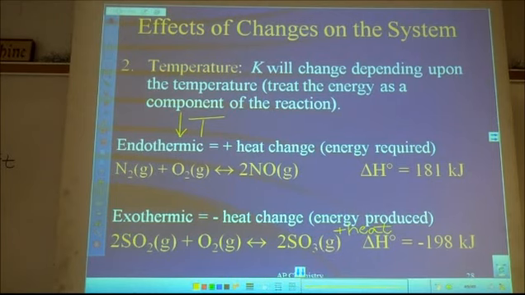Shift right, shift left, not at all. Shift to the right. Lowering the temperature means removing heat. Where is heat? It's a product. That's like removing a product.